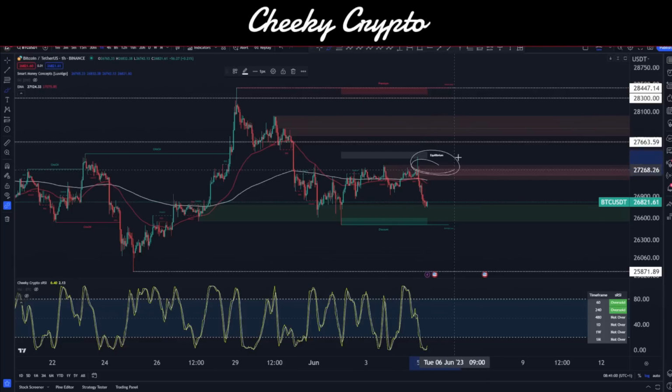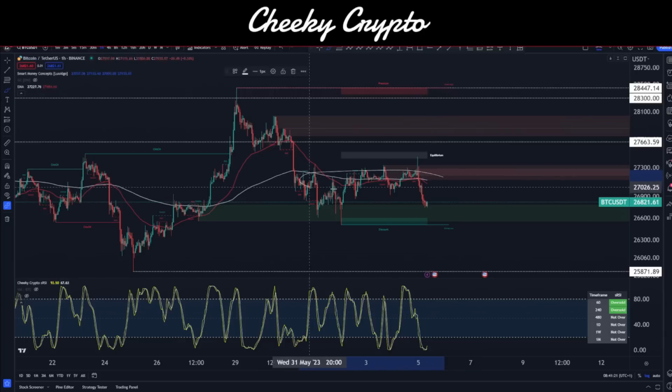This is not a coincidence, okay? Equilibrium usually acts as either support or resistance, and it is a 50% Fibonacci level between the highs and the lows. So when we see an equilibrium and we see that prices are moving towards it, we know that we are going to find it as a support or a resistance.